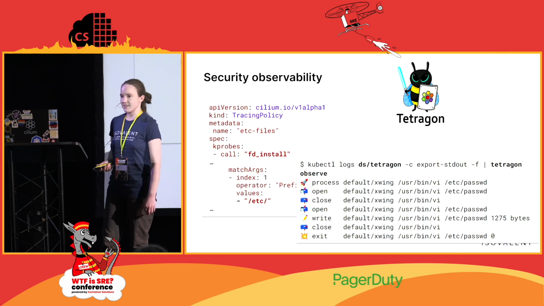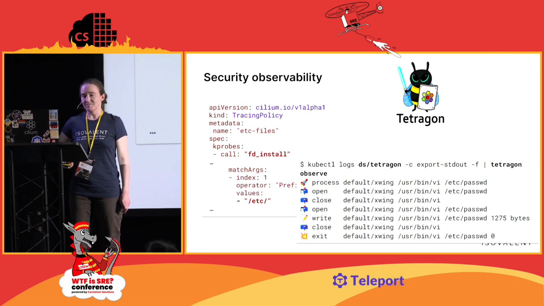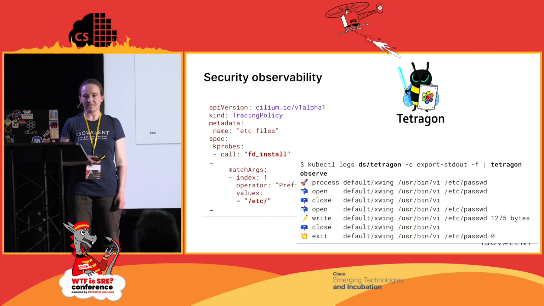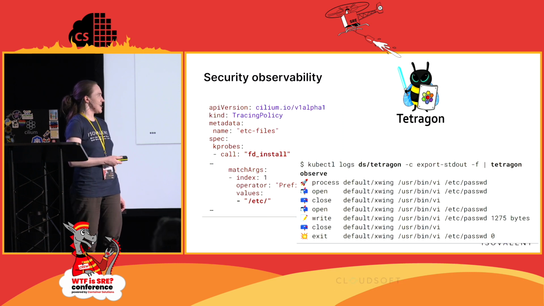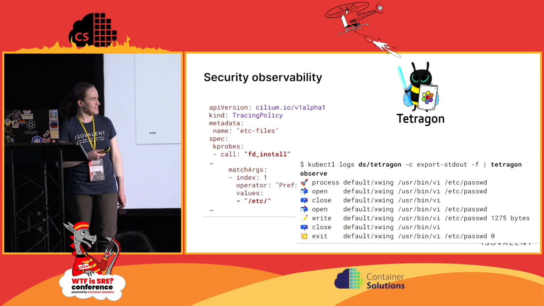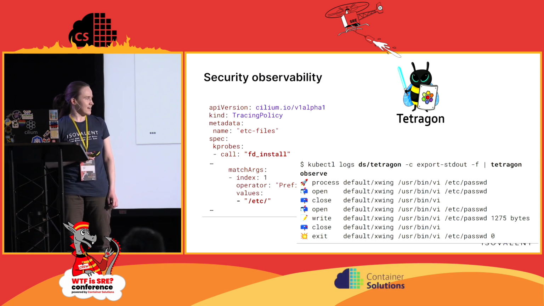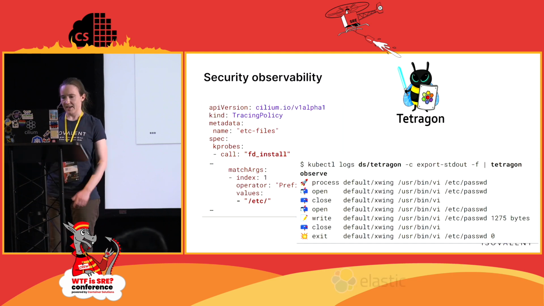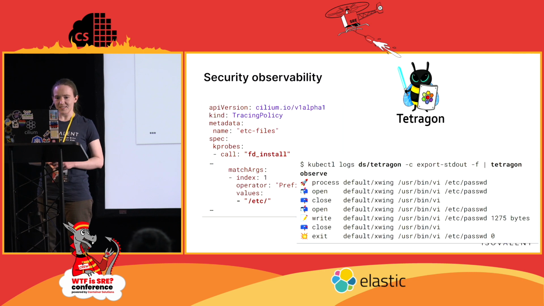And here we have an example of Tetragon output. We can see these individual events that happened to a file, how it's opened, closed, and how we write to it. In this case, I believe we are observing when somebody changed a password. Okay, so that would be it about Tetragon.